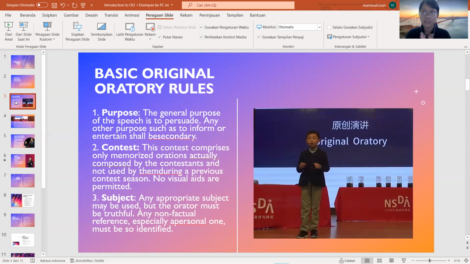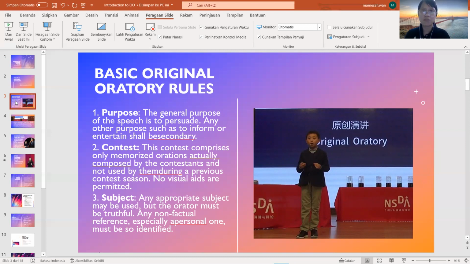Okay, so let's go to the basic original oratory rules. First of all, the purpose. As I mentioned before, the general purpose of the speech is to persuade. You need to persuade the audience and the judge in particular, in online competitions especially.